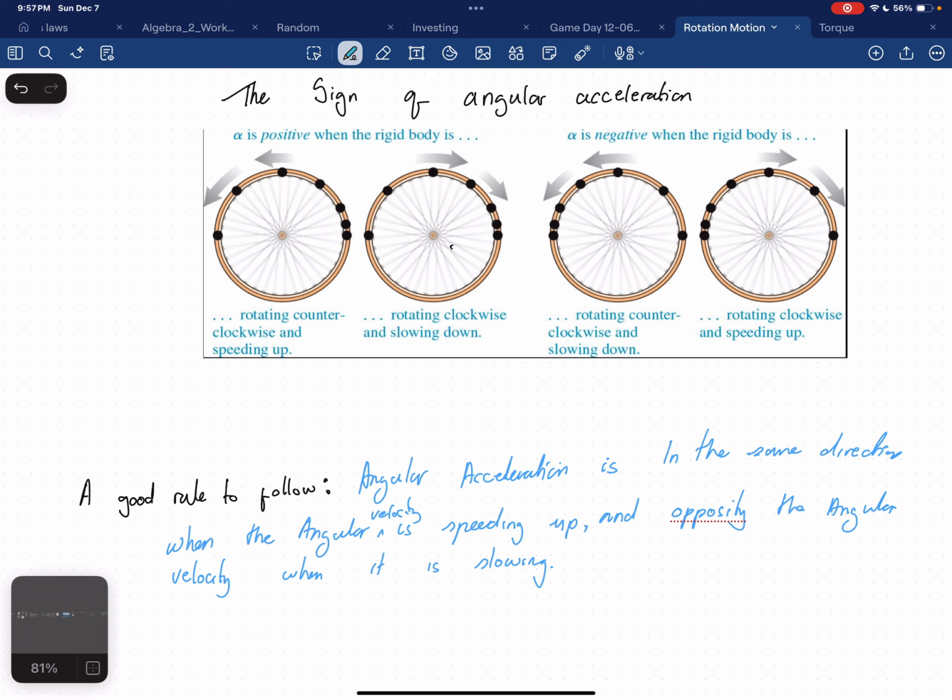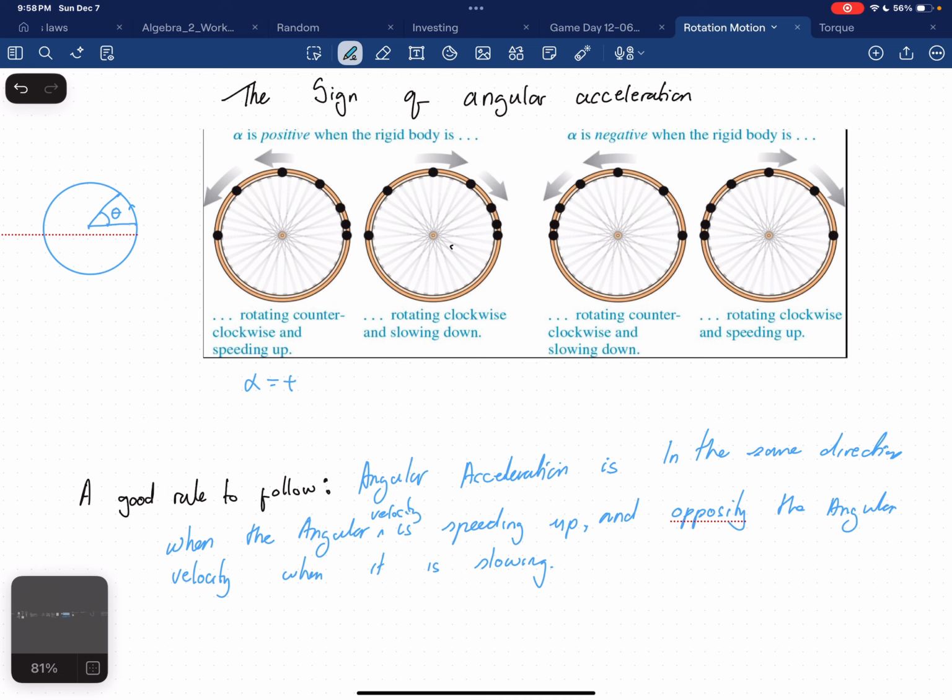We see we're rotating counterclockwise and we're speeding up. If you remember, when we have our circle and I have my horizontal line and theta, positive theta is measured counterclockwise. So I'm rotating counterclockwise and speeding up, which means the slope of my velocity-time graph is going to be positive. So I know alpha is definitely positive here.